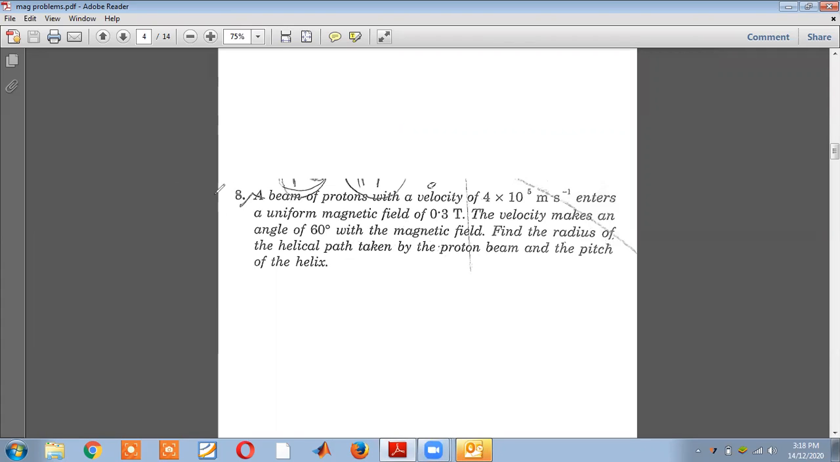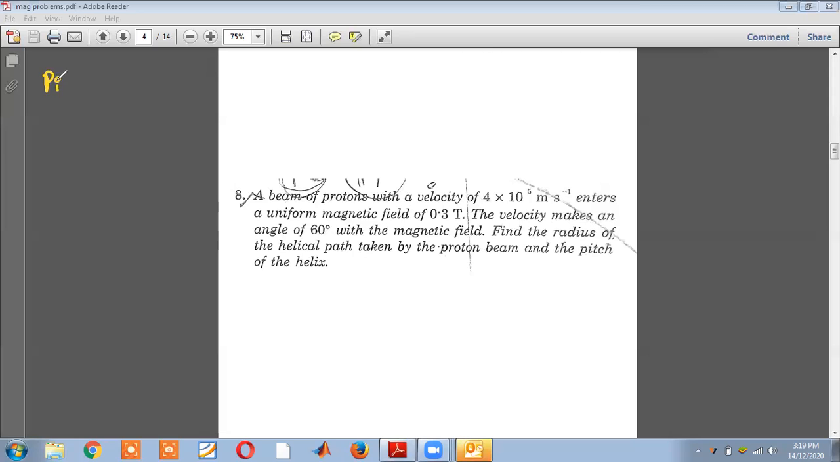So here it is exactly the same case, only the difference is velocity is no longer perpendicular to the magnetic field, but it makes a certain angle, let's say 60 degrees. Once it makes neither a 90 degree angle nor a 0 degree angle, then we have two components of velocity, one along the x-axis and one along the vertical axis. So by resolving it, we can find out the velocity as well as the radius and the pitch.